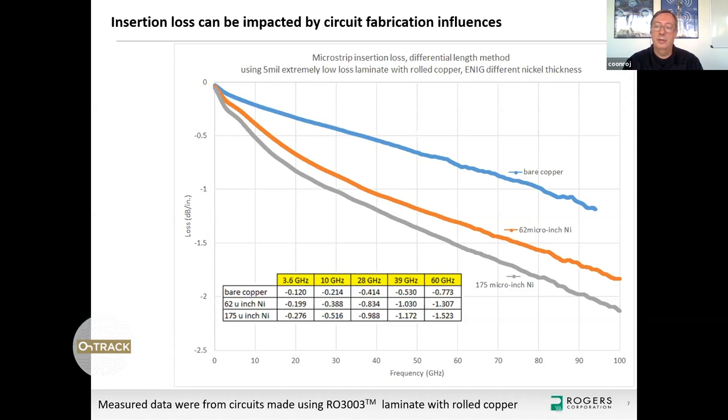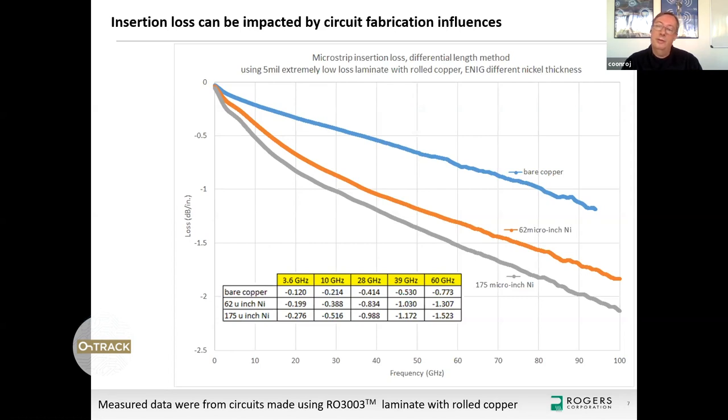But it does give the designers an idea of what kind of variation they can see from one circuit to another as you're building circuits on large volumes. So the nickel thickness and how it varies, and there is normal variation. That's just part of the process. That does cause some difference in insertion loss. And if the application is sensitive to insertion loss, then of course, that's something to be mindful of.